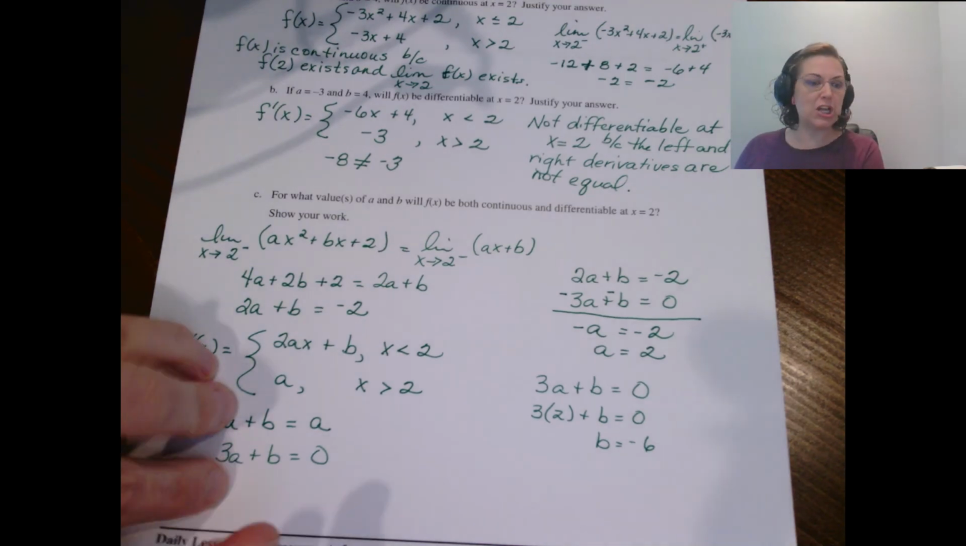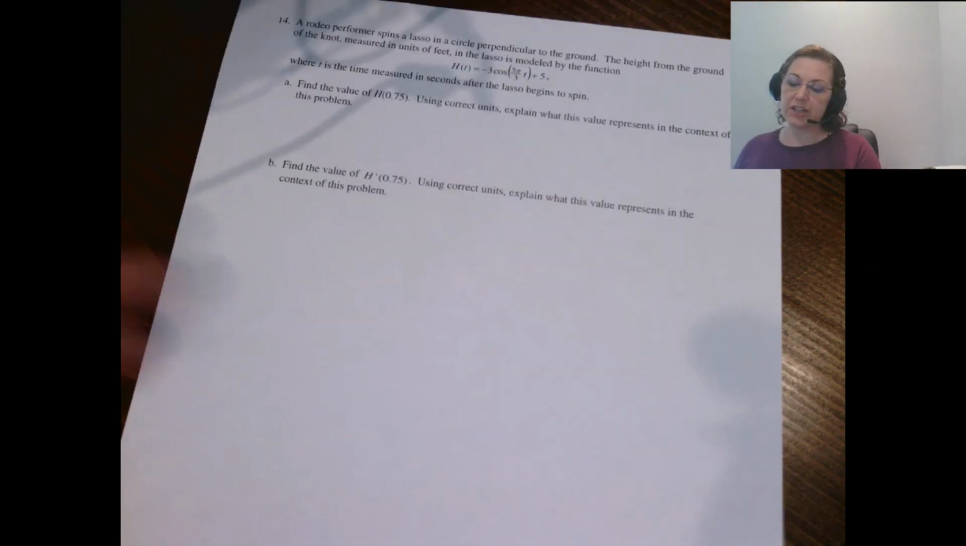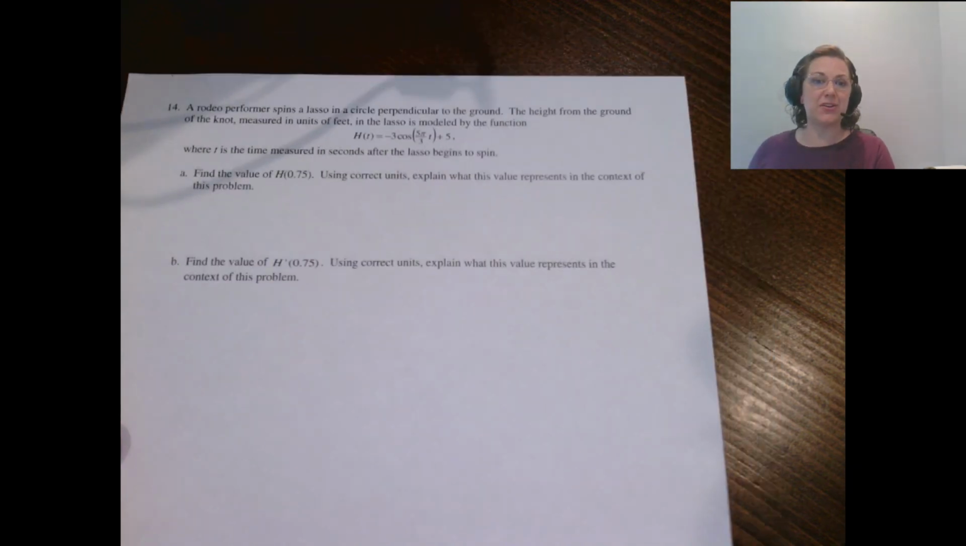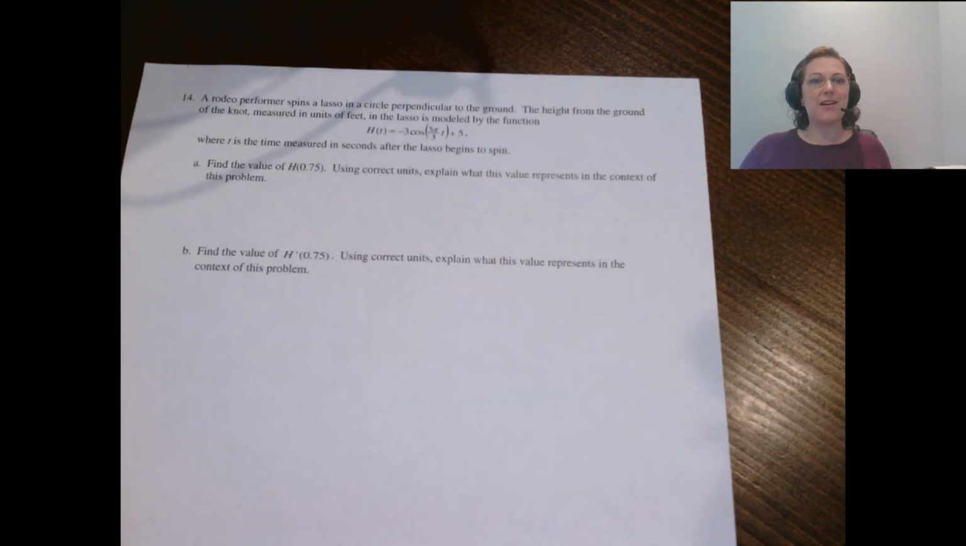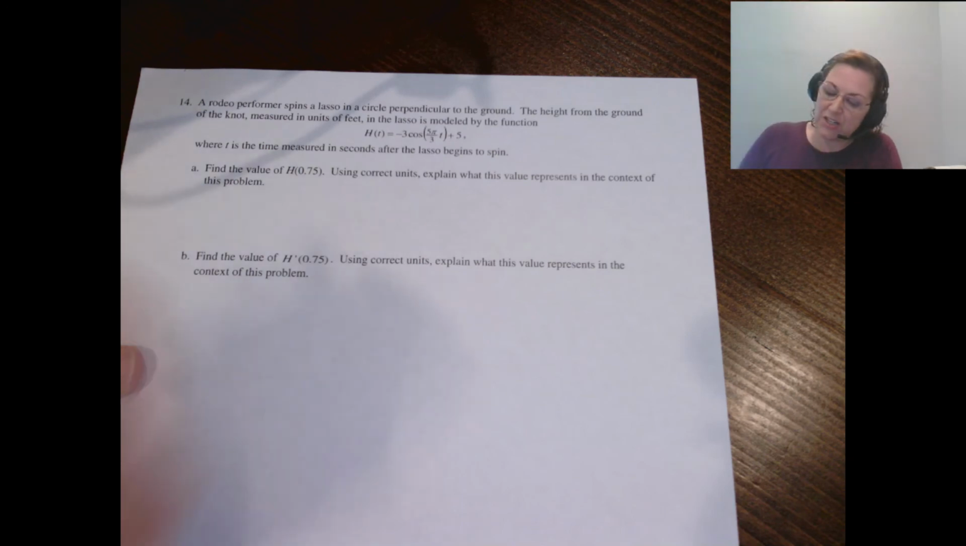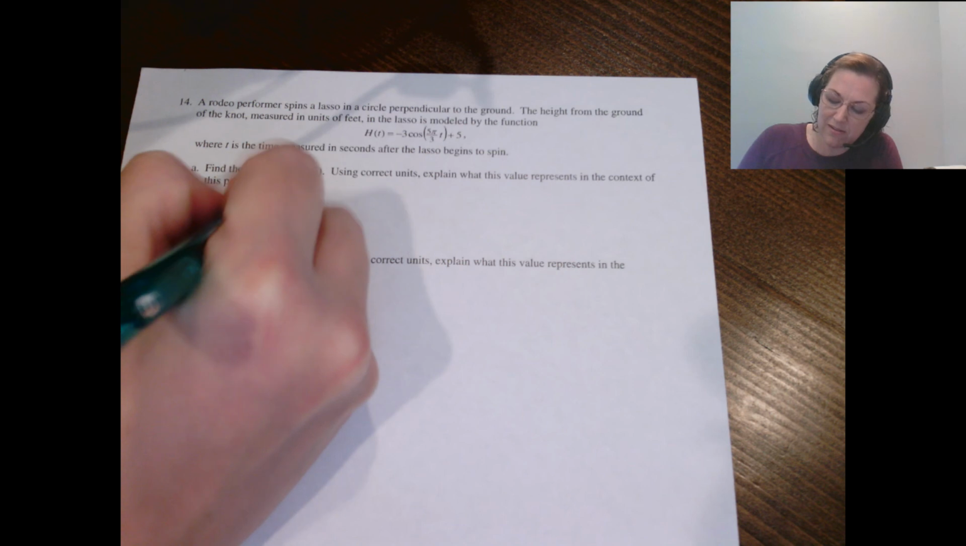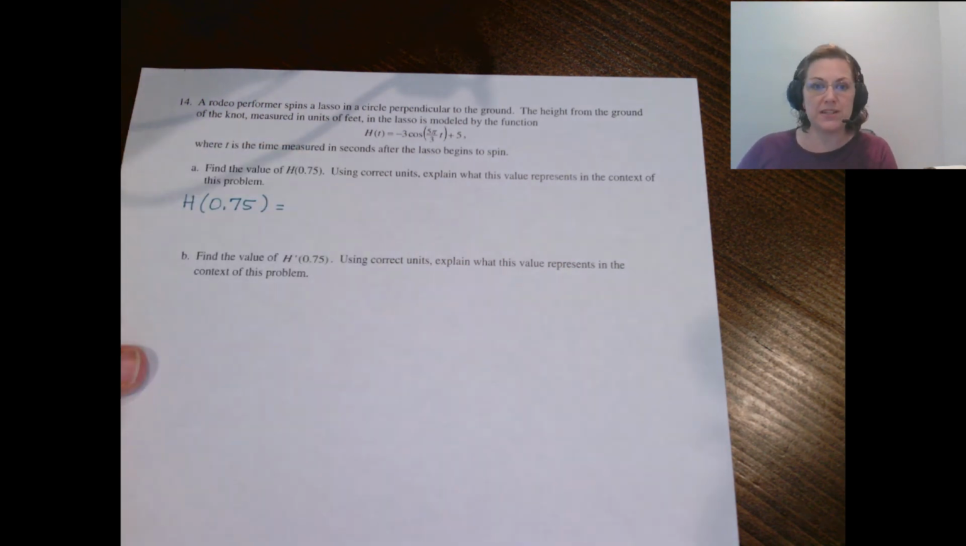All right, speeding along. We're on the last question, friends. This is a good one. Gonna need your calculator for this one for sure. You've got a rodeo performer who spins a lasso in a circle perpendicular to the ground. The height is given by this function. And we want to know, what is h of 0.75 and what does it mean?